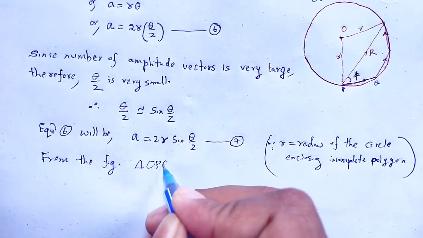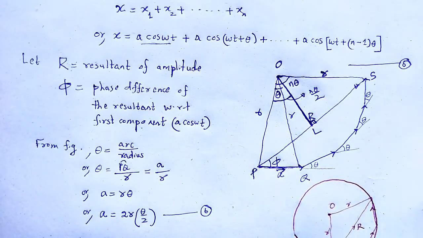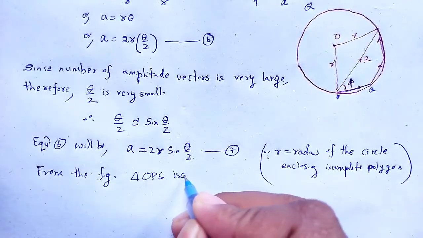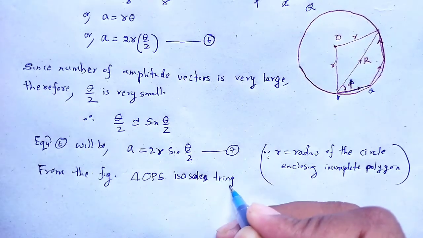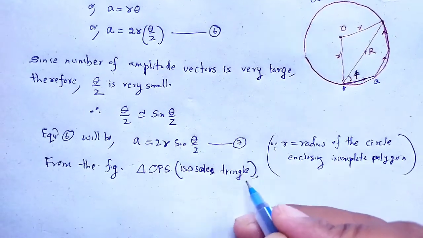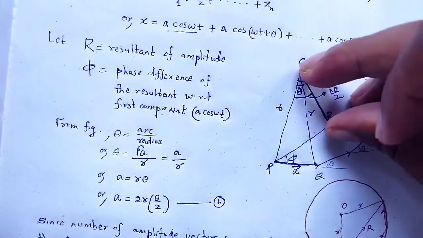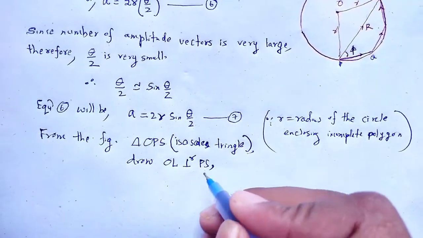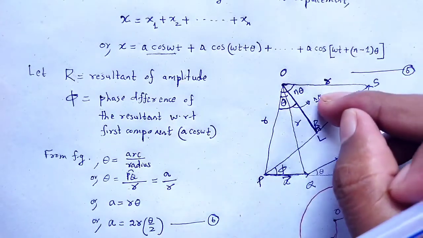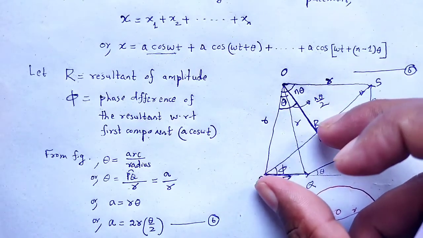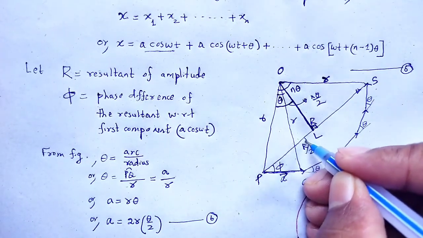Triangle OPS is an isosceles triangle, means two sides are equal. Draw OL perpendicular to PS. A perpendicular is drawn to that side. Taking the sine of this angle, so sine of n theta by 2, that angle is n theta by 2, this is 90 degree, so the perpendicular to the hypotenuse, that length is equal to r by 2, that length is r by 2.